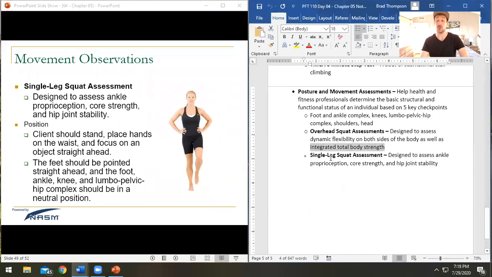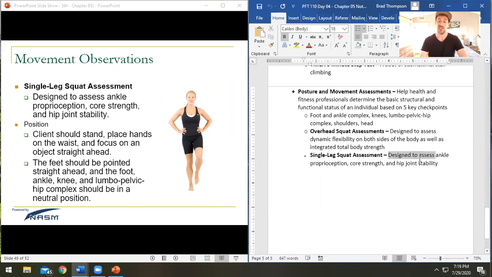Another posture assessment that we're primarily going to look at in our weight loss clients is the single leg squat assessment. Now this is just like the overhead squat, except you're only going to pay attention to the knee and ankle complex. In fact, really just the knee.